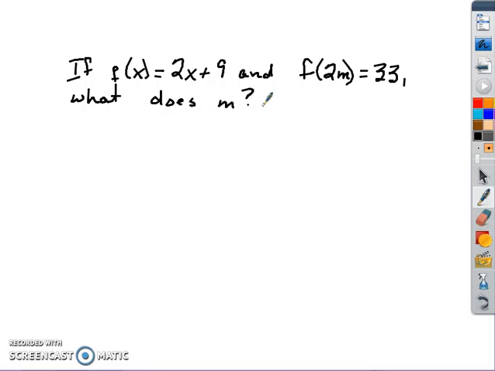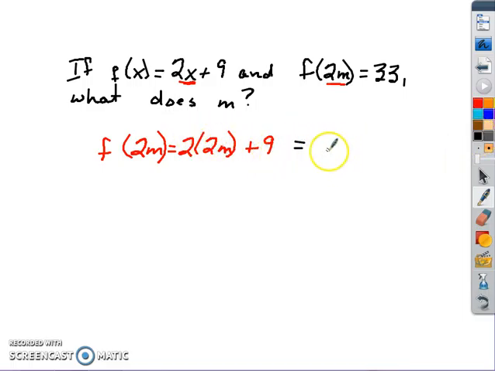Okay, so first off, what I'm going to do is I'm going to put 2m in for x. So f of 2m. So right here, I have an x, so 2 times 2m plus 9. When I put in 2m for x, that gives me 4m plus 9.